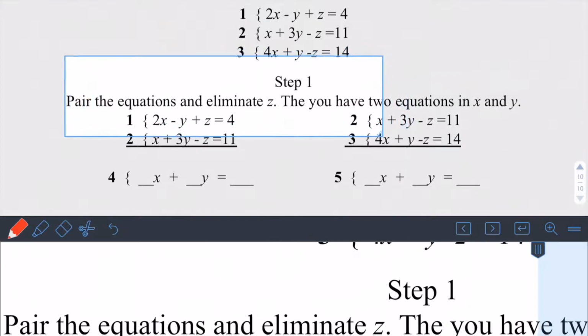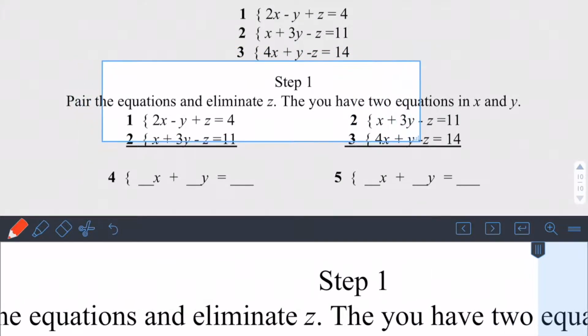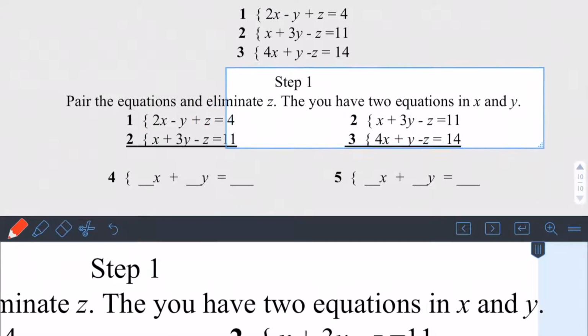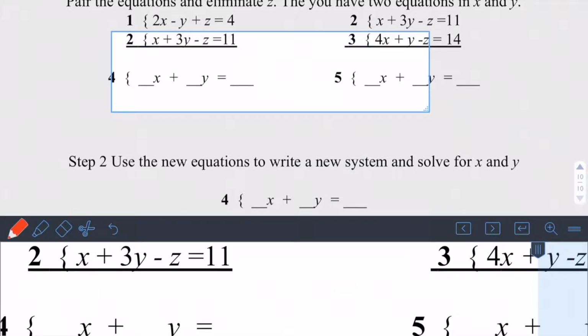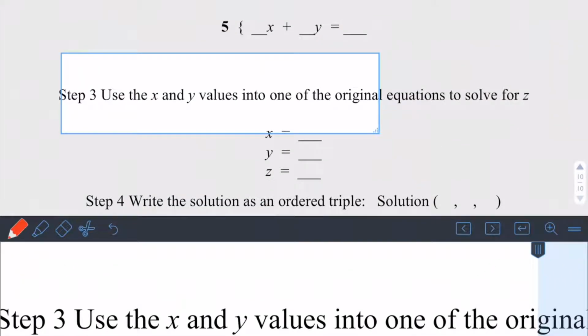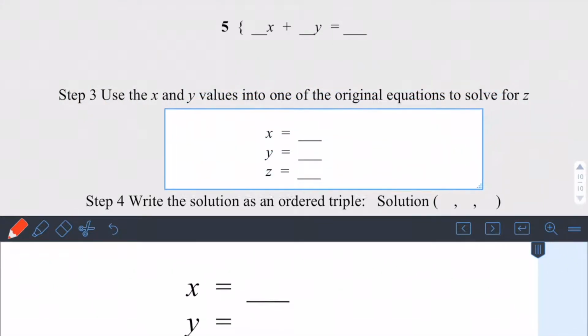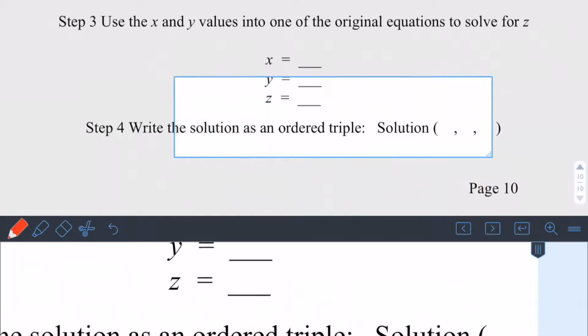Use elimination. What we have to do is follow some easy steps here. We have to pair the equations and eliminate z, and then we have 2 equations of x and y, and then after we do that, we need to use the new equations and write a system and solve for x and y, and then use the x and y values into one of the original equations to solve for z, and then write a solution in a triple like this.